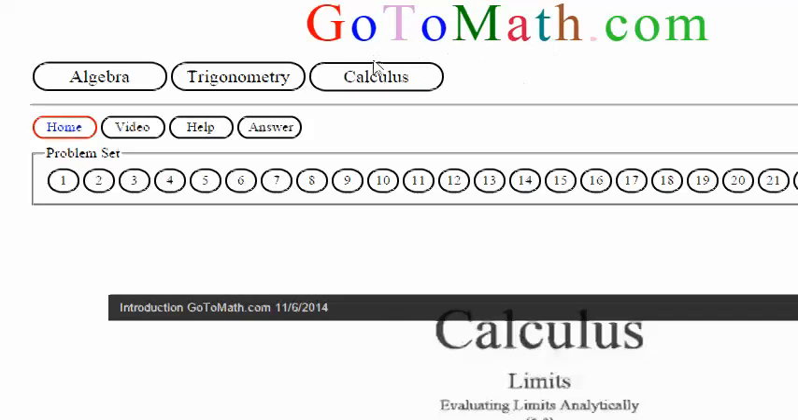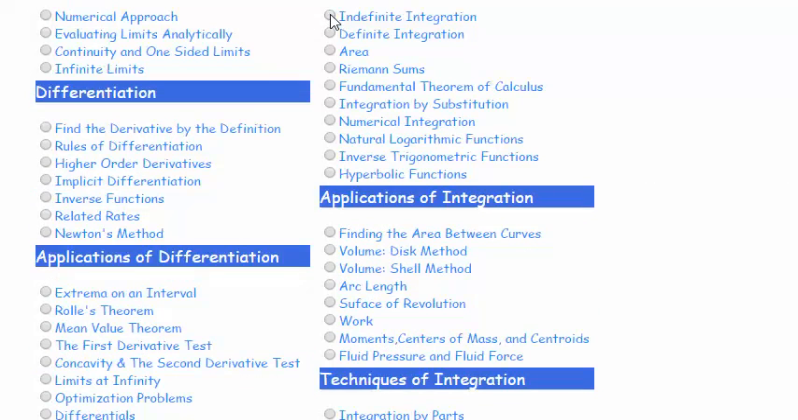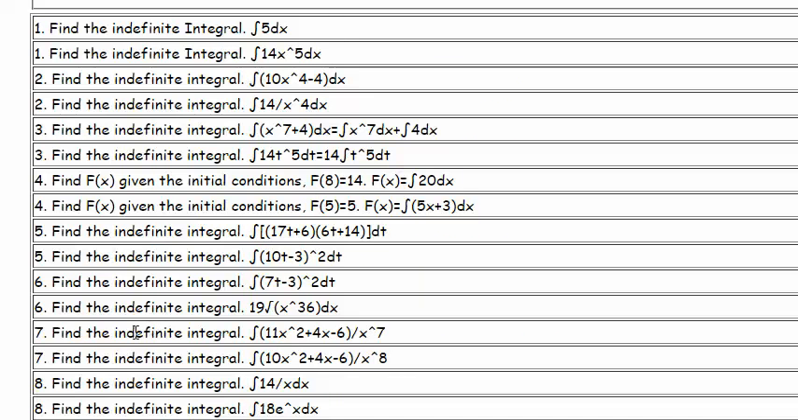Okay, we're here at gotomath.com. Let's click on the calculus, go down to indefinite integration, and we're going to be doing find the indefinite integral. Looks like this is it right here.